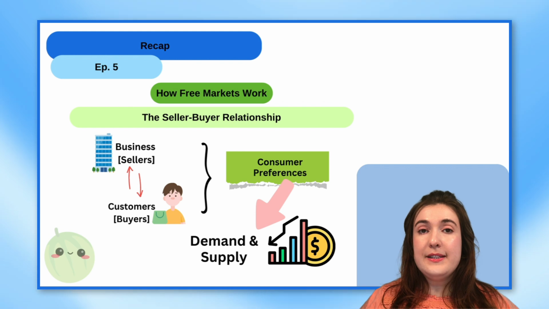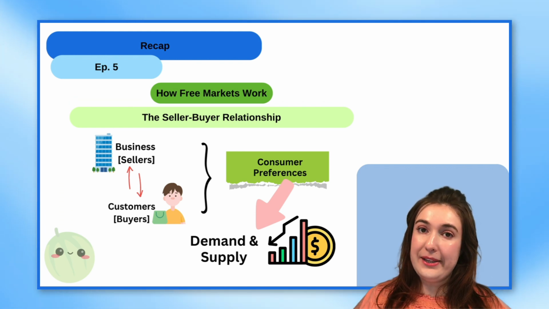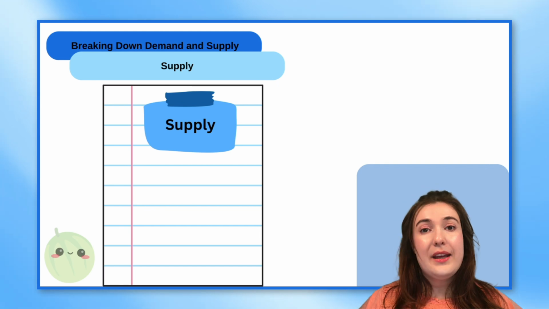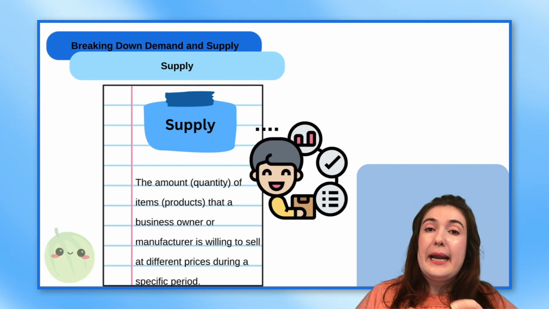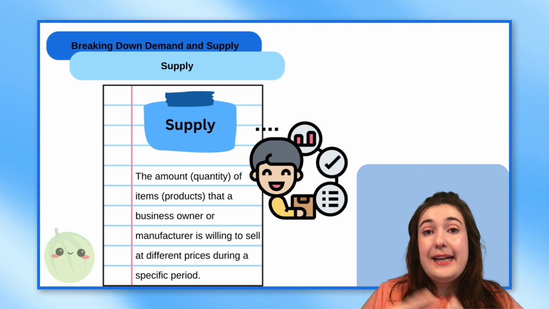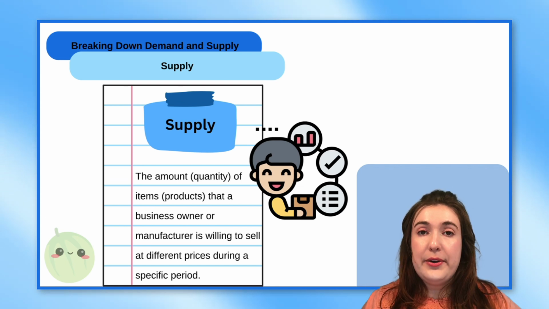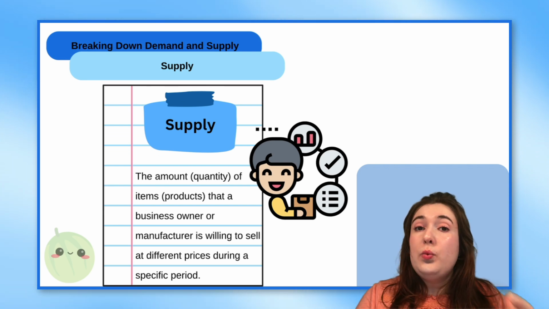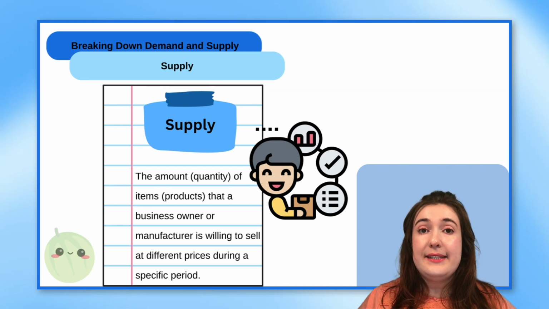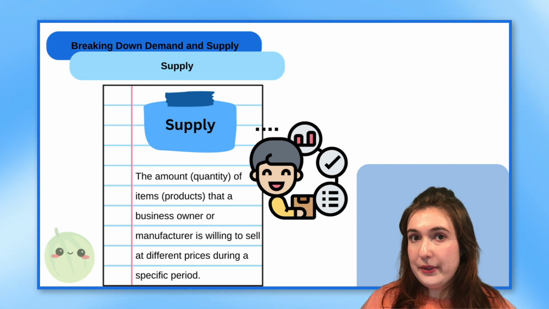And consumer preferences actually lead us to discussing our topic of today, demand and supply. Let's start off with supply. Supply is basically the amount or the quantity of items or products that a supplier, such as a vendor or a manufacturer or a business owner, is actually willing to sell at different prices during a specific period of time. So let's use an example here.